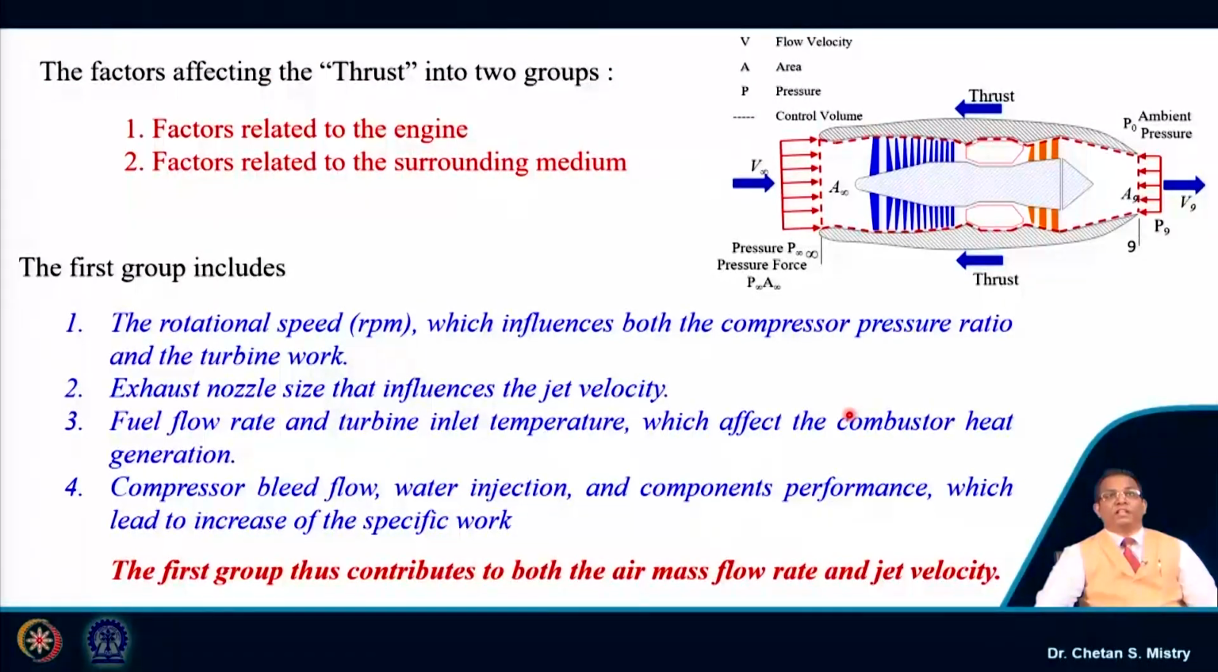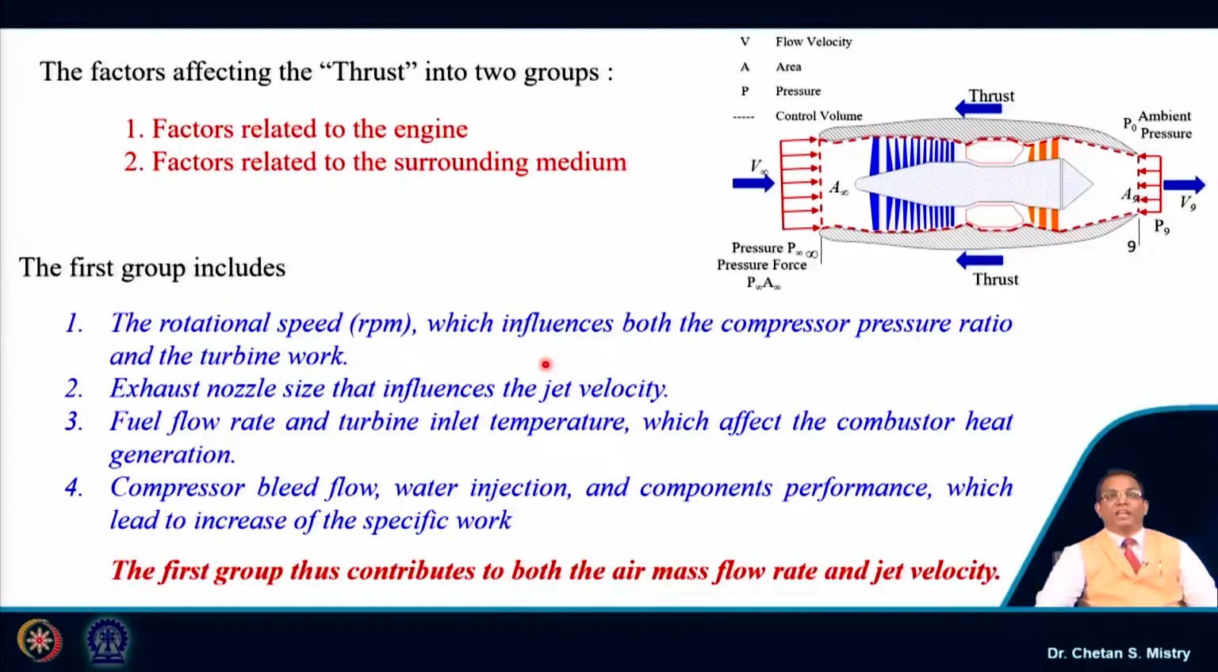Now, if we consider the next topic, the factors which are affecting the thrust, we correlate these factors in terms of factors related to my engine and factors related to the surrounding medium. When I say it is related to the engine, then straightaway it is the rotational speed of my compressor, because with the change of my compressor speed, we are changing our pressure ratio. With the change of my speed, the turbine work also will be changing.